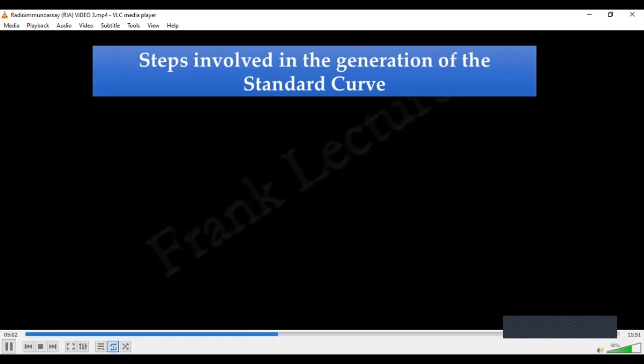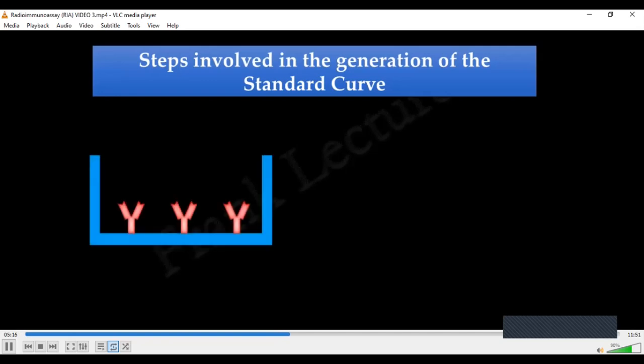Let's have a look at the basic steps involved in the generation of standard curve. We require 3 main components. An important point is that all these components, and their quantity is known to us. First component is specific antibody to the test antigen. The quantity of this antibody being used is fixed. These antibodies are immobilized in microtiter wells.